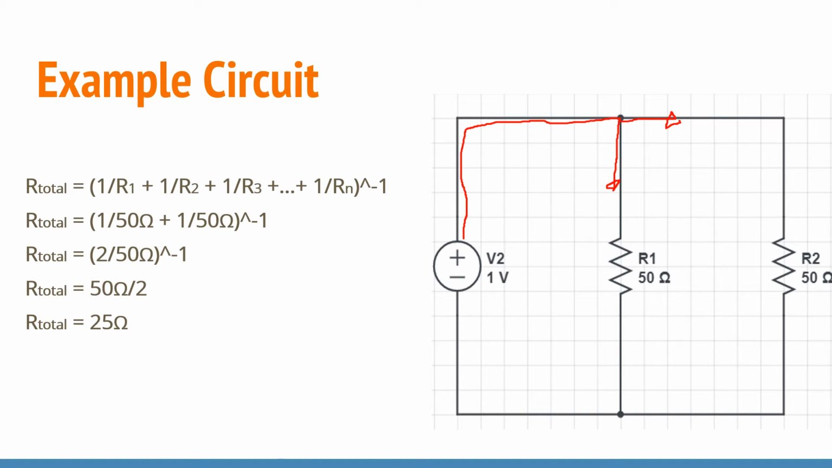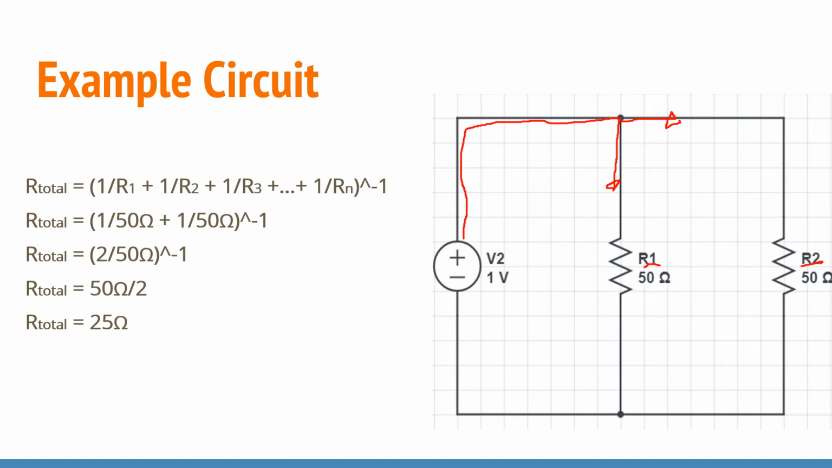And so as this current splits, we know that only a small portion of the current is going to go through resistor 1, and the other part of the current will go through resistor 2. And that is how we can recognize resistors in parallel, when the current goes through two separate paths. So now we simply plug in the values of R1 and R2 into our formula.